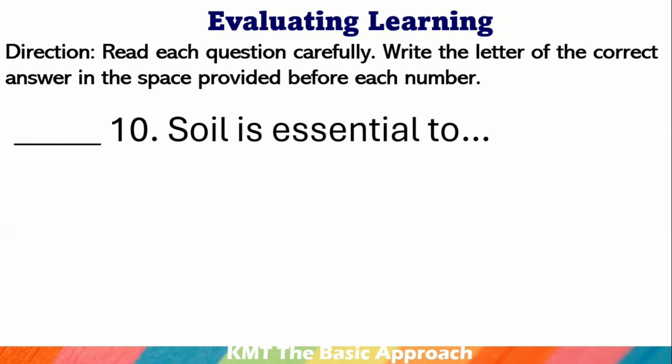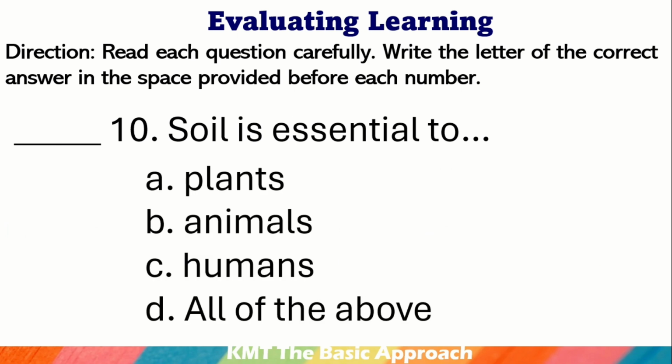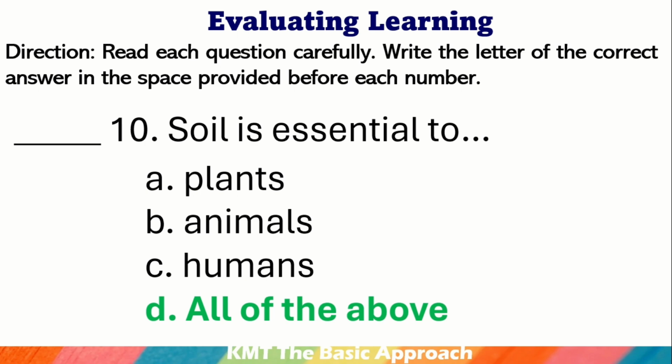Number 10. Soil is essential to letter A. Plants. Letter B. Animals. Letter C. Humans. Letter D. All of the above. What is the correct answer? Great! The correct answer is letter D. All of the above.